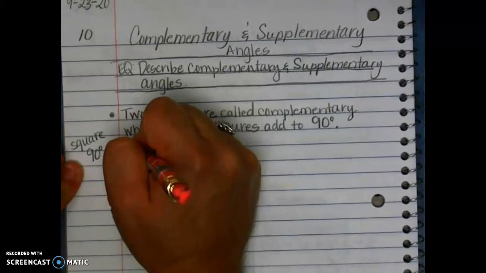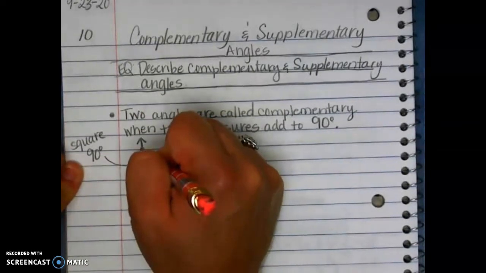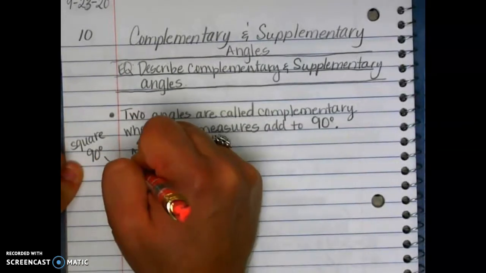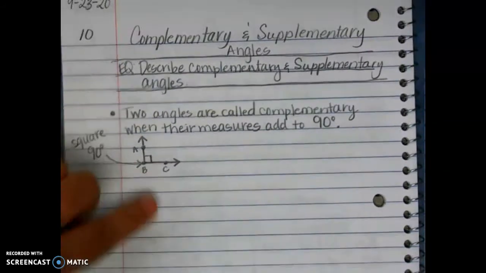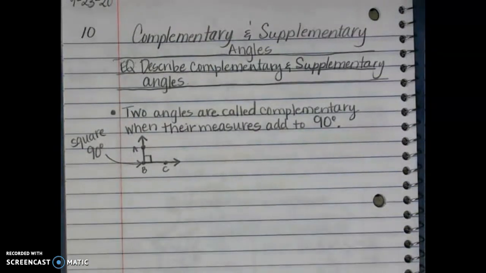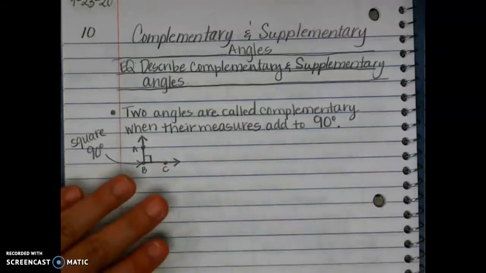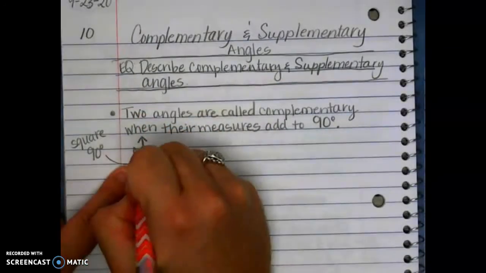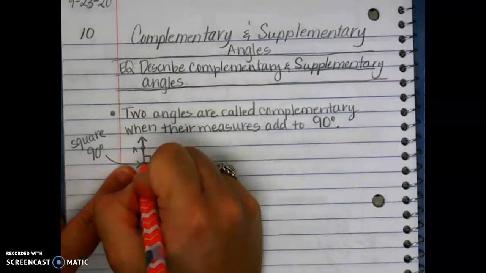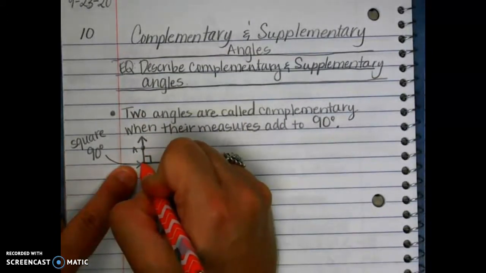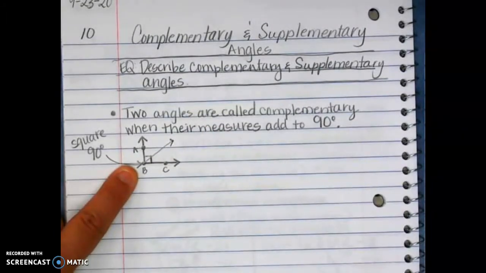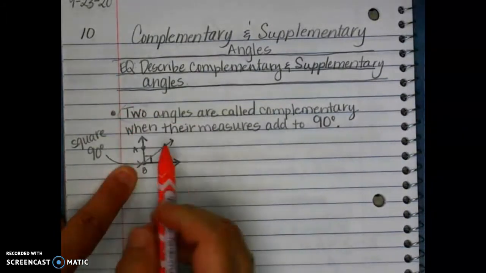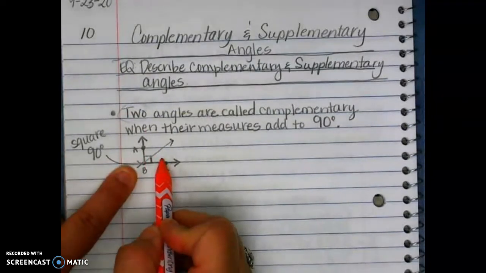Now, I'm going to just put some points on my line. I'm just going to label them A, B, and C. So angle ABC is 90 degrees. And what I want to do is show you an example of complementary angles. So I'm going to draw a ray coming from point B. A ray is just simply a line that starts at a point and goes out from there. Okay, so now you can see that I have made two angles, angle 1, angle 2.